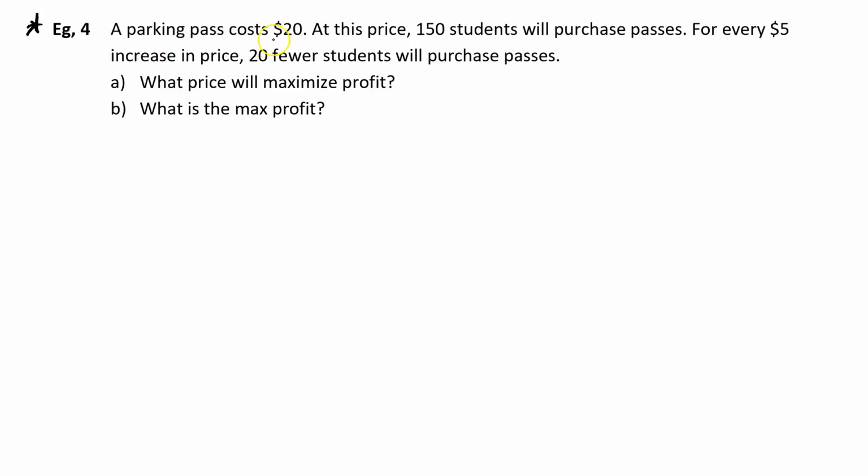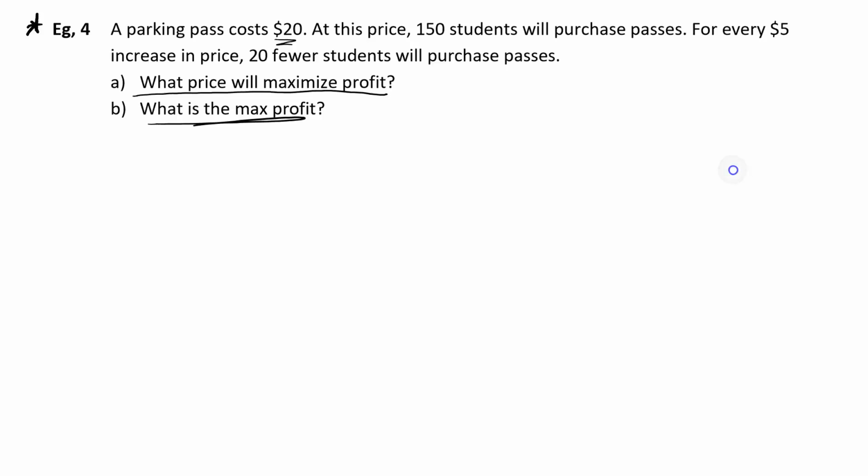A parking pass costs $20. At this price, 150 students will purchase the pass. For every $5 increase in price, 20 fewer students will purchase the pass. So you'll be making more money per pass, but there'll be fewer students purchasing it. So first question is, what price will maximize profit? Okay, so that is where, or when, our maximum occurs. And what is the max profit? That's going to be in dollars.